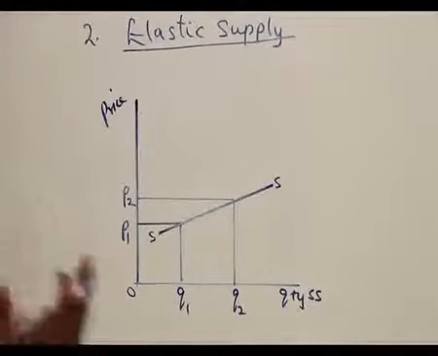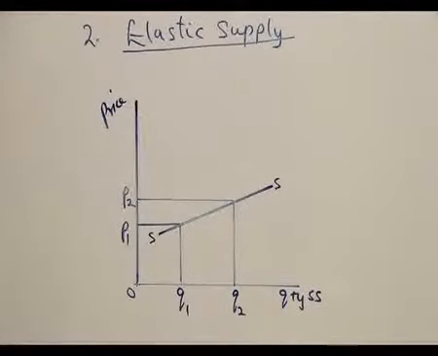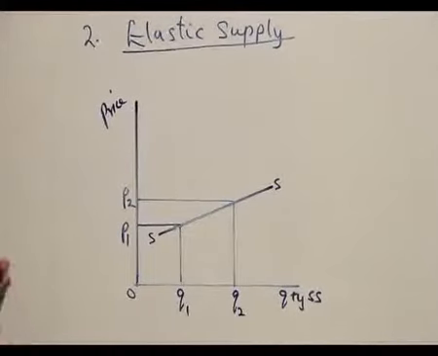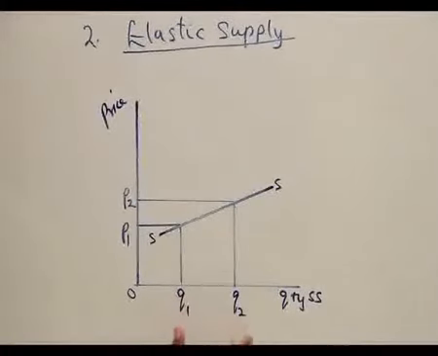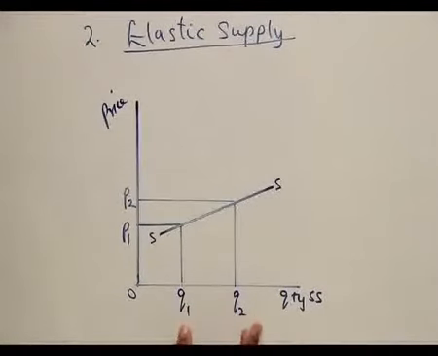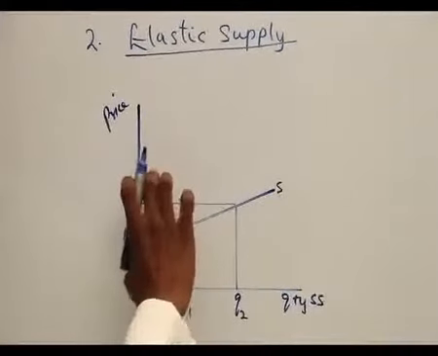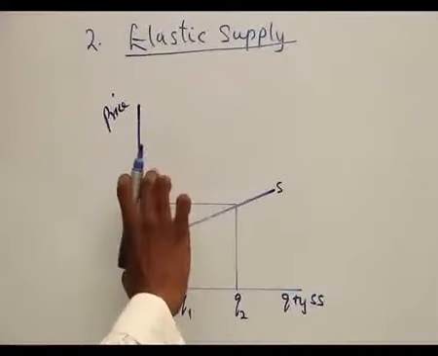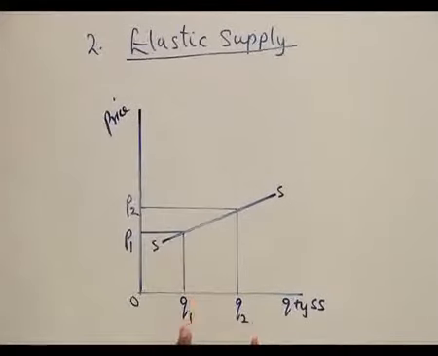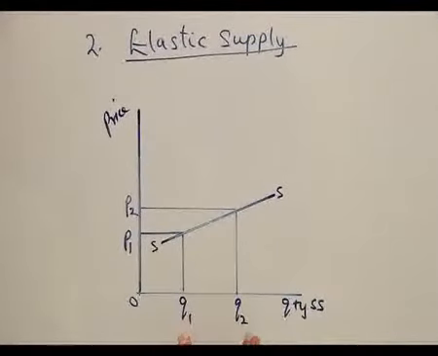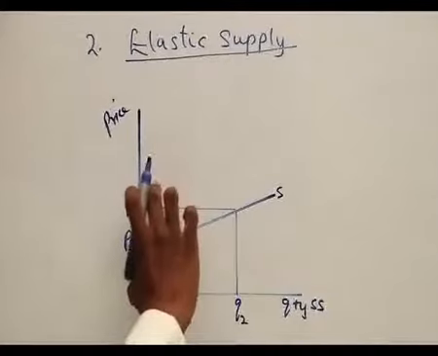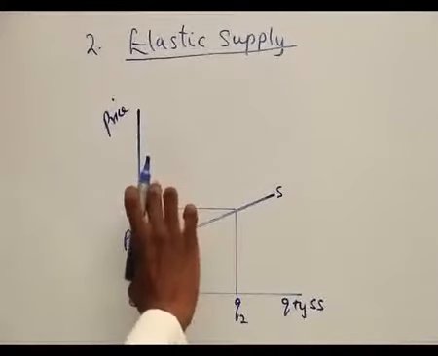But we are looking at the degree of responsiveness that we are going to have. The change in quantity supplied, looking at it, is very big when you compare it with your change in price. So when we are talking about elastic supply, it implies that the change in quantity supply is greater than the change in price. That's what makes it elastic supply.